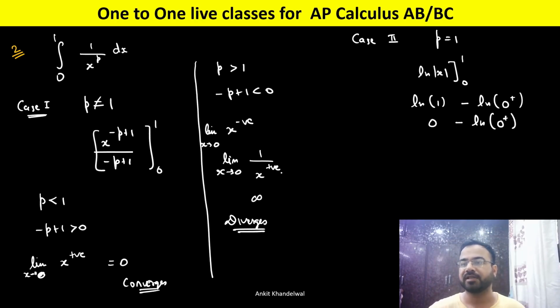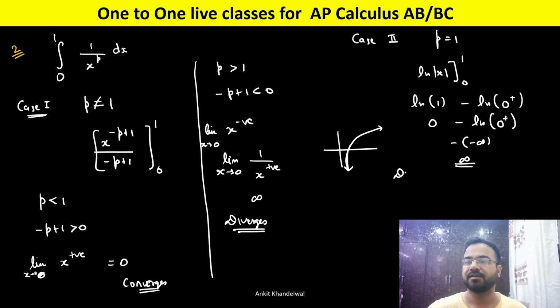If you look at the graph of ln x, when we are approaching 0 from the right side, the graph goes towards minus infinity. So this is minus of minus infinity, that will become plus infinity. So again we say it diverges. So what is the result in this case?